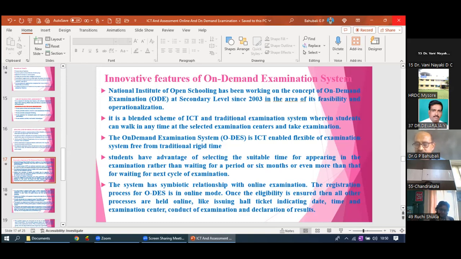And the second aspect will be part of the online process, whereas deciding the date and time will be by the student or the examinee, and that will be conducted in a traditional conventional way, but the date will be decided by the examinee.